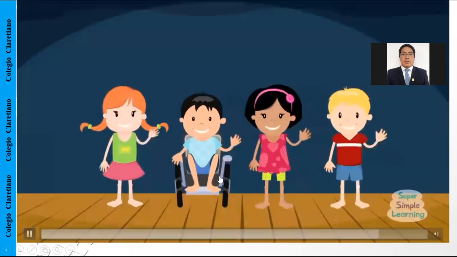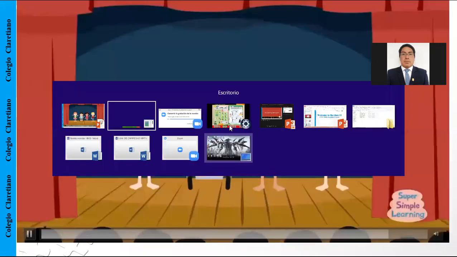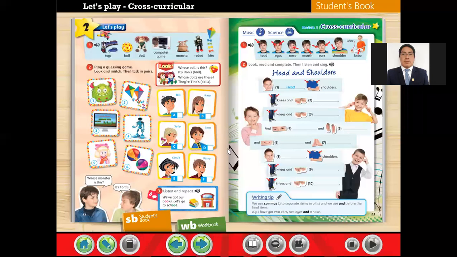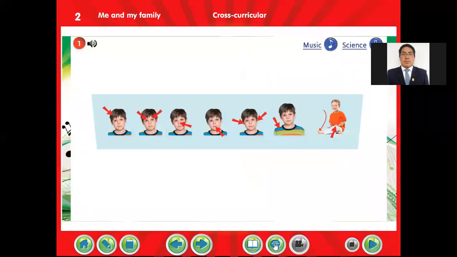Now please, let's open the book. Let's open the book, Young Star, page 23. Today we are going to learn about parts of the body. These parts of the body are important in our composition, in our writing.